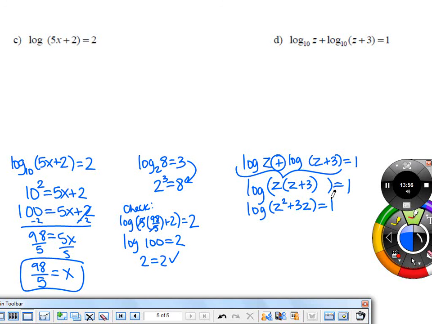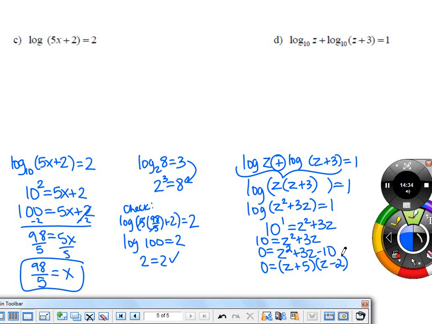And now this problem is a lot like part C, that I don't know the answer. I'm struggling with the log part of it, so I want to switch it to exponent. So I have a base of 10, a power of 1 equal to z squared plus 3z. So this is 10 equals z squared plus 3z. I have a quadratic, so I'm going to use my quadratic solving methods. I'm going to try factoring, completing the square, quadratic formula, whatever works for me. So in this case, it is factorable, giving us solutions of negative 5 and positive 2.